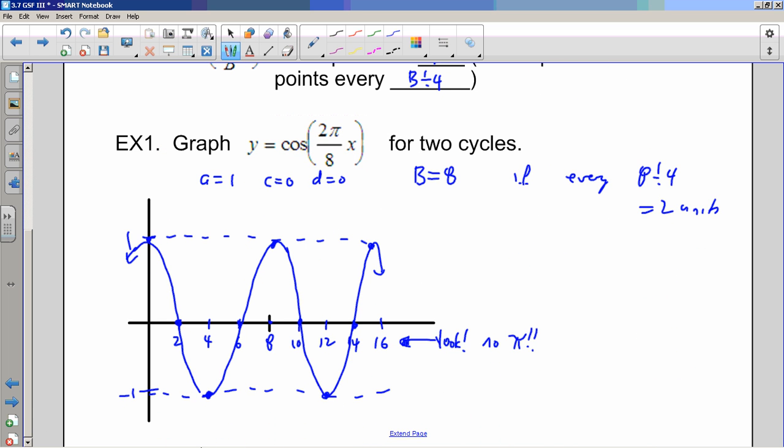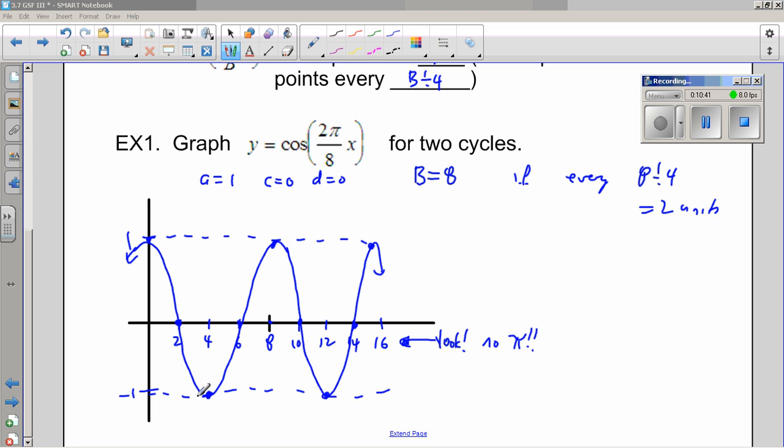How am I doing for time? Okay, I'm going to stop there. We'll pick up example 2 in part 2.